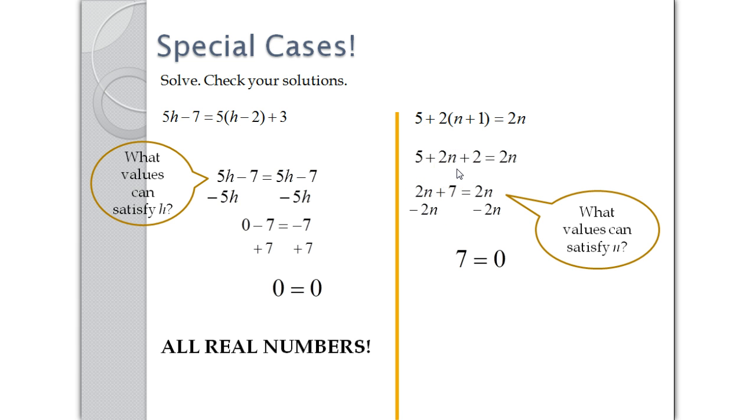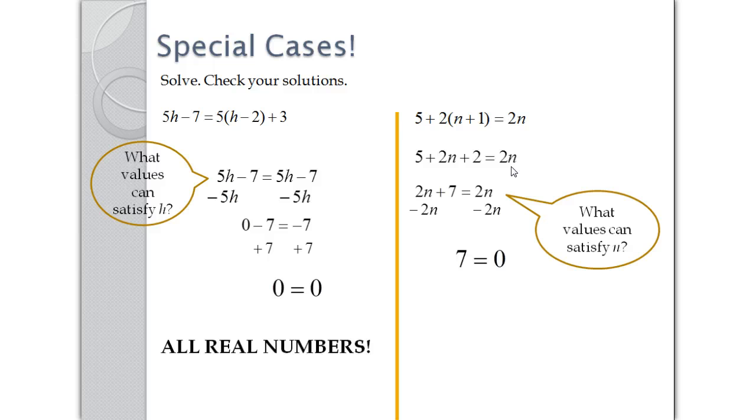Once again, take a second and start plugging in numbers that could possibly work for n. If n equals 1, we'll have 2 plus 7 equals 2. 2 plus 7 is 9. Does 9 equal 2? No. So that's not going to work. If I let n equal 0, I'll have 7 equals 0, which doesn't work. If n equals 3, I'll have 6 plus 7 equals 6. Well, 6 plus 7 is 13, and 13 definitely is not the same as 6. So you can see where this trend will continue.